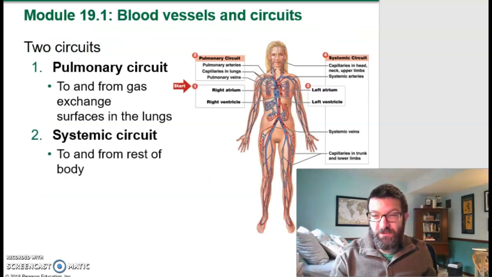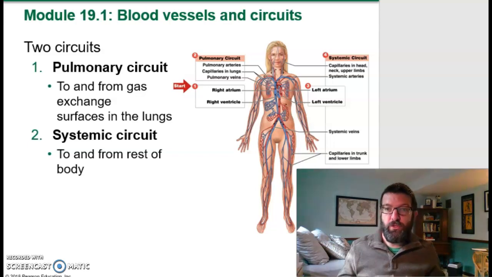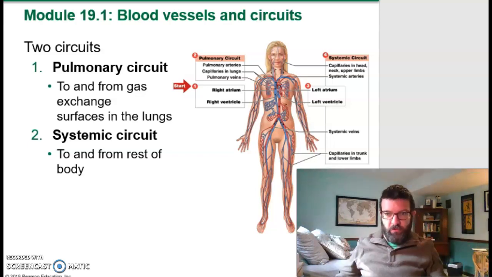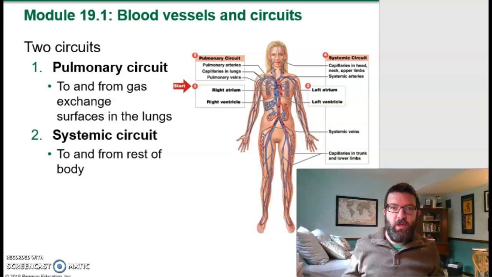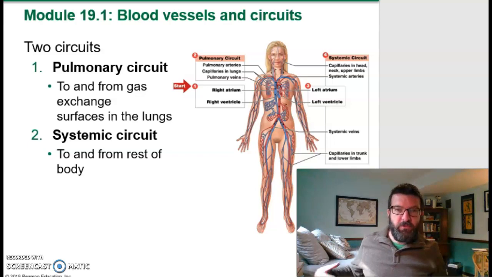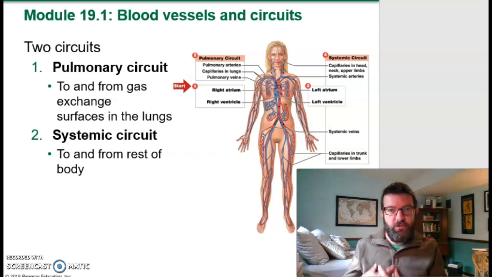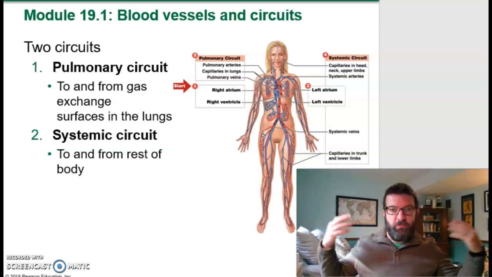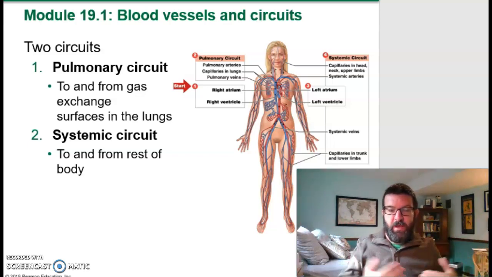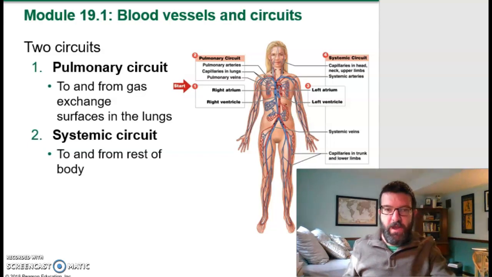And your circulatory system really has two circuits. It has a pulmonary circuit, which goes to your lungs to pick up oxygen and then back to the heart. And then a systemic circuit, which goes from the left side of the heart out to all of the tissues of your body and then back to your heart. So blood comes from the systemic circuit to the right side of your heart, then from the right side of your heart through the pulmonary circuit to your lungs and back, and then from the left side of your heart into the systemic circuit and back.